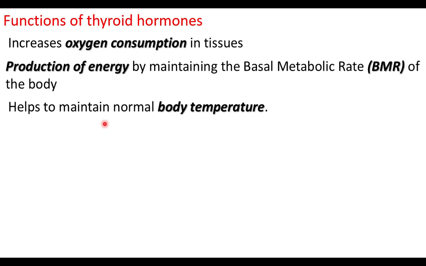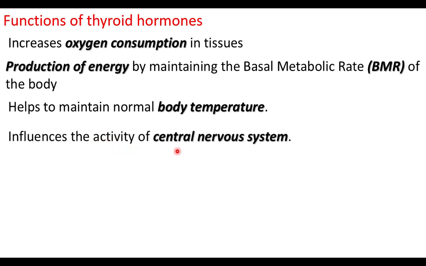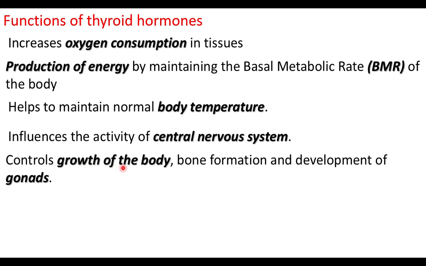The hormone controls growth of the body, bone development and development of the nervous system also. It influences the activity of the central nervous system. Thyroid hormone is necessary for normal development and normal activity of the nervous system. Normal thinking process and normal memory are controlled by the thyroid hormones. Growth of the body is influenced by thyroid hormone. Growth of the body is related to bone formation. Bone development is influenced by thyroid hormones.